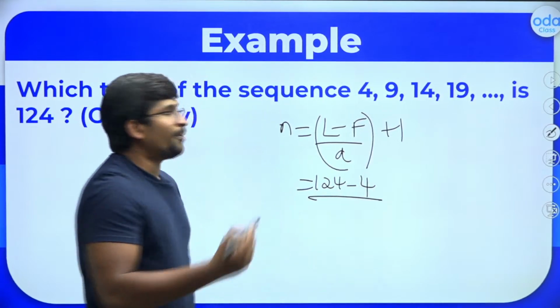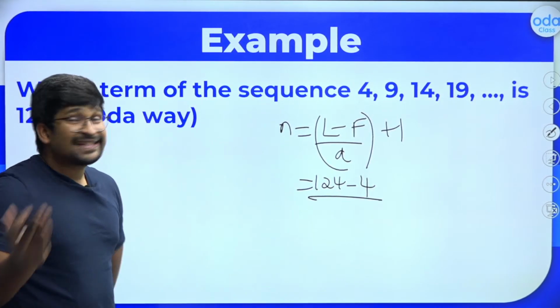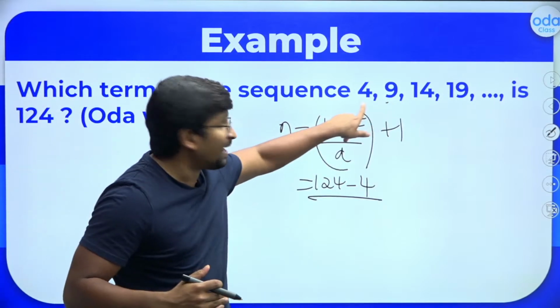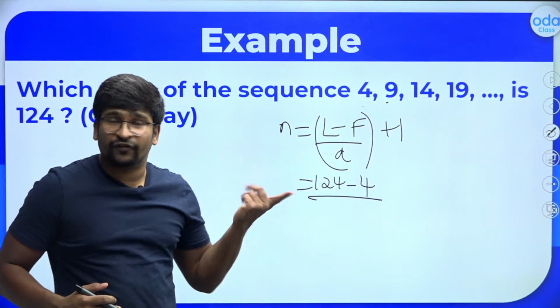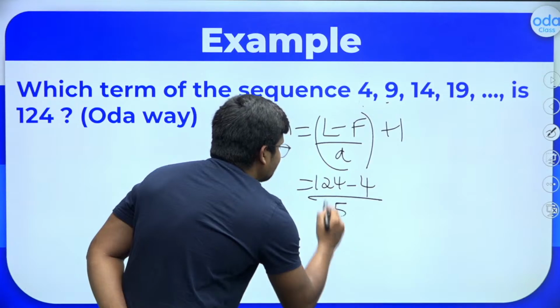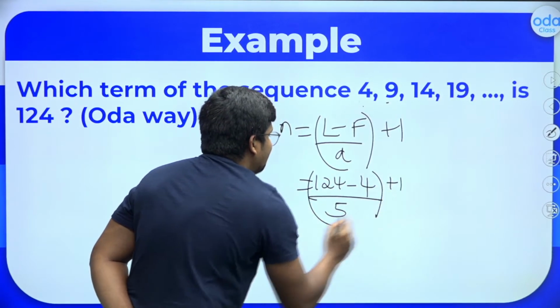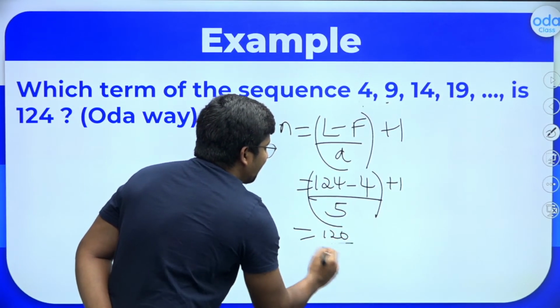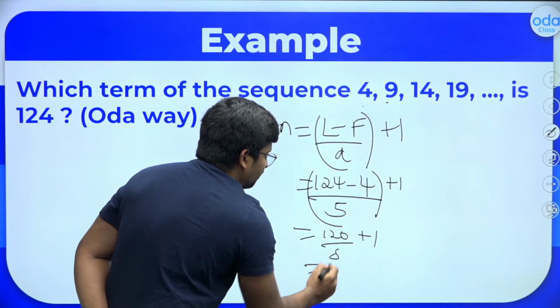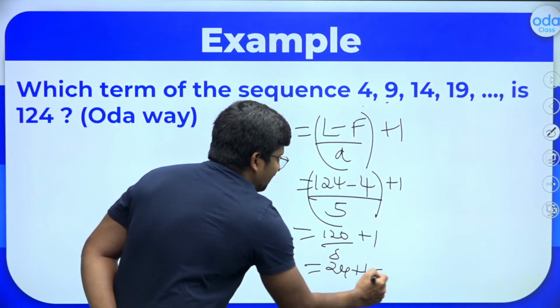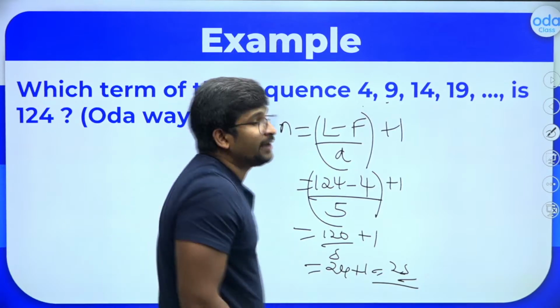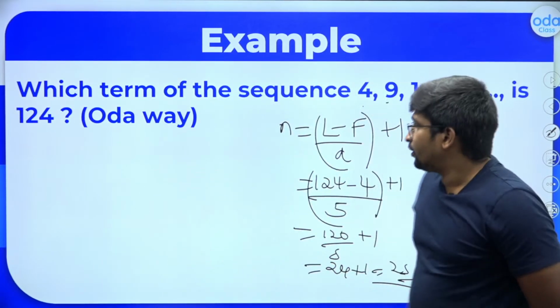divided by, what is the common difference? Common difference is second term minus first term, which is 9 minus 4, right? What is 9 minus 4? 5. So it is 5 plus 1 has to be the answer. So it is 120 divided by 5 plus 1, which is 24 plus 1, which is 25. So the number of terms here has to be 25. I hope it is clear.